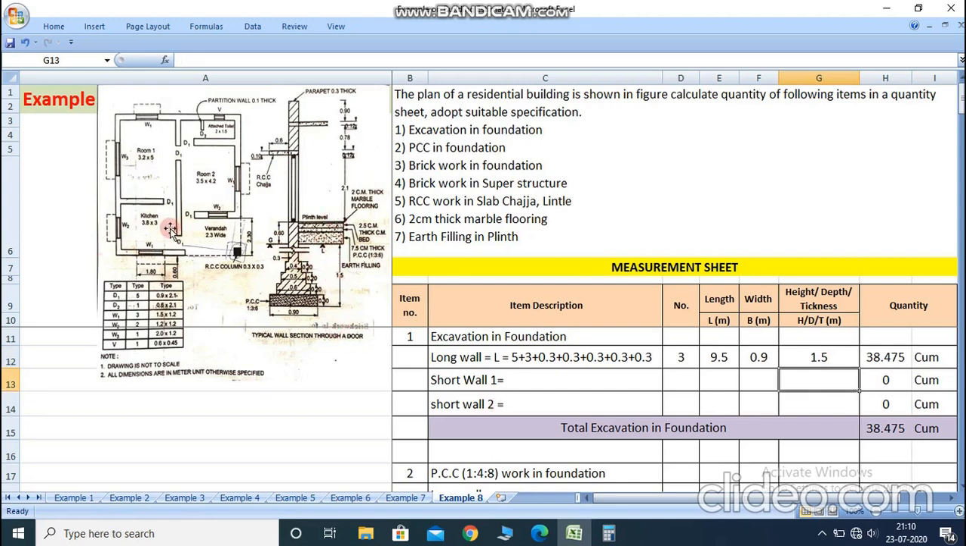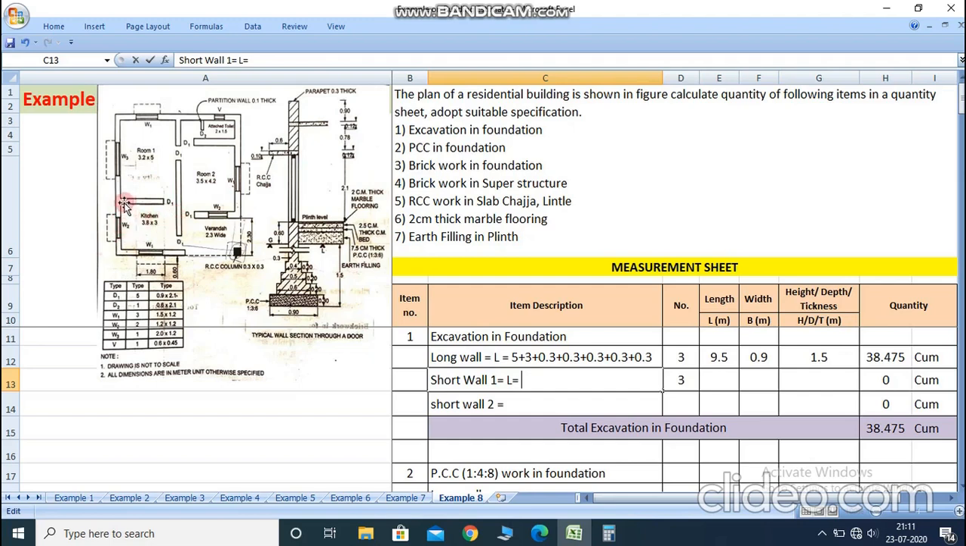Now we calculate the short wall length, short wall 1. Here the total number of short wall 1 is given: 1, 2 and 3, so 3 short walls are provided. So here the number is 3. Now the short wall length, L is equal to, here the room size 3.8 is given. Clear? Sorry, the room size 3.8 is given for internal to internal.